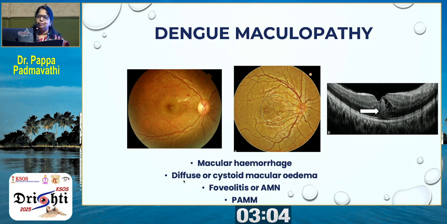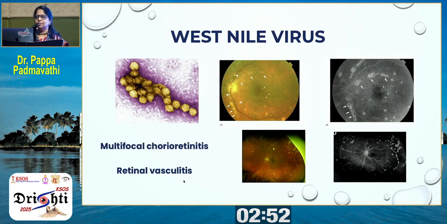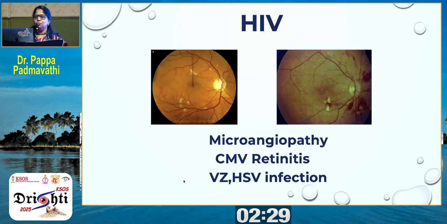It can be a macular hemorrhage, or it can be a diffuse or cystoid macular edema, or it can produce a fovealitis, we call as AMN, or a PAM-like picture. Patient will have scotomas and defective vision. West Nile virus, not very common. It can cause multifocal chorioretinitis, and the diagnostic tool is that these chorioretinal patches are arranged in a radiating pattern from the disc along the nerve fiber layer. That is the diagnostic tool, and it can cause retinal vasculitis also.